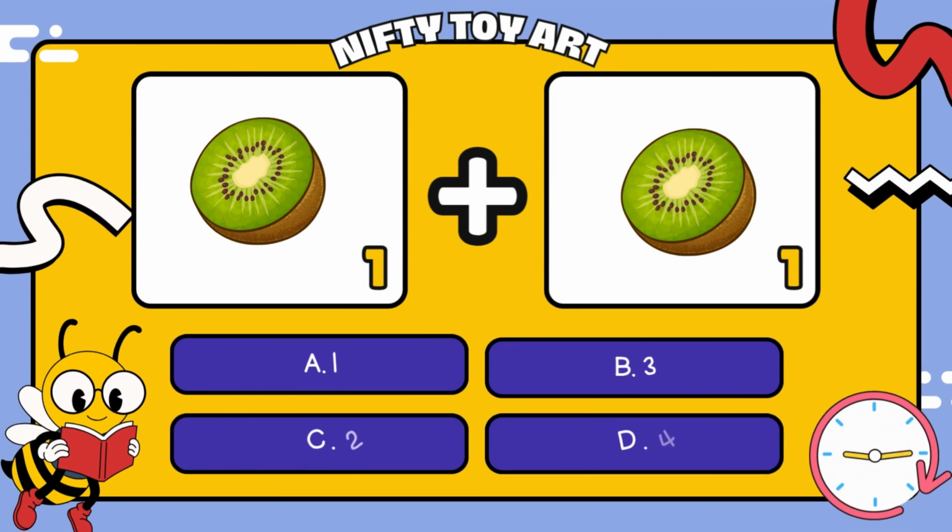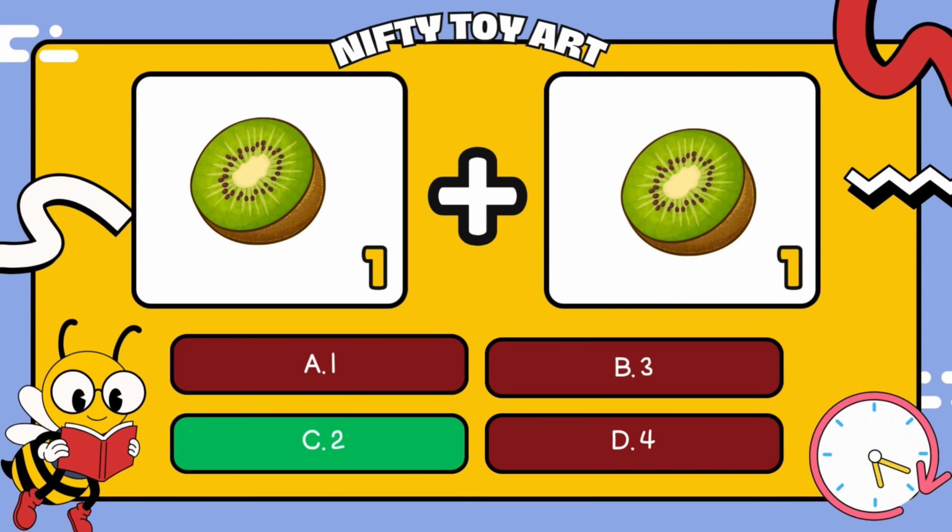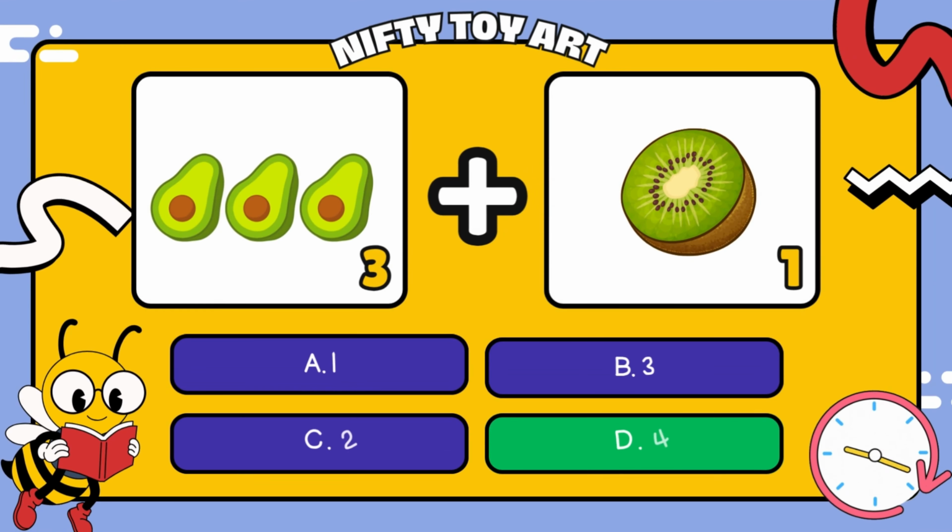I have 1 kiwi plus 1 kiwi. How many fruits do I have? That's right, 2 fruits. I have 3 avocado plus 1 kiwi. How many fruits do I have? That's right, 4 fruits.